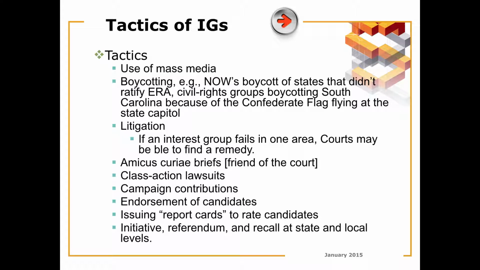With litigation, if you are an interest group and you fail in one area, the courts may be able to provide you with a remedy, whereas you couldn't get it through legislation. The courts may look at it a little bit differently and say, this is something that we should perhaps rule on. And again, the amicus curiae briefs that we talked about a little while ago, friend of the court briefs, class action lawsuits.